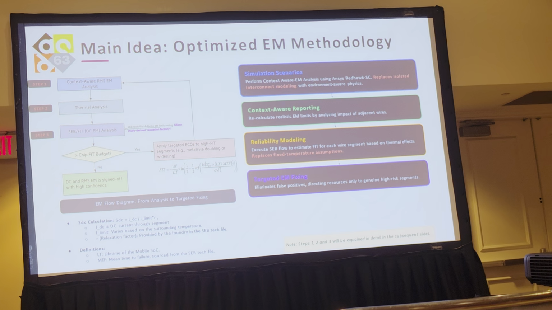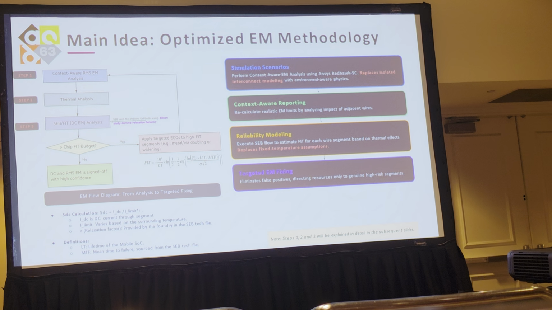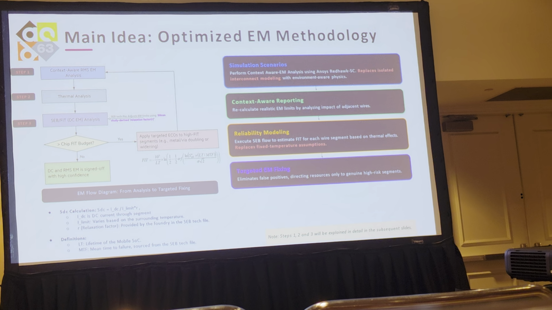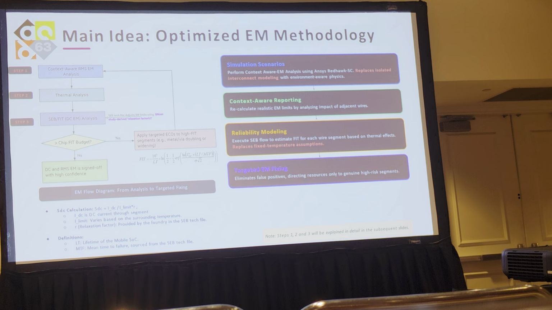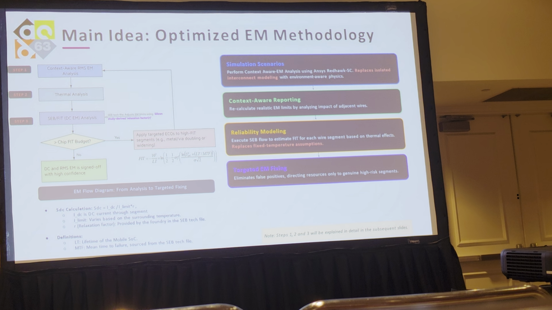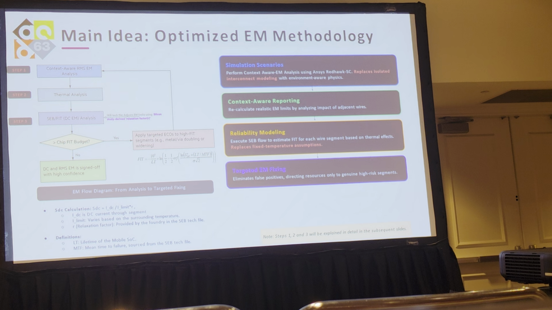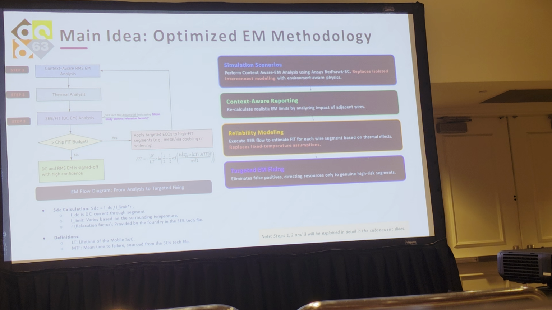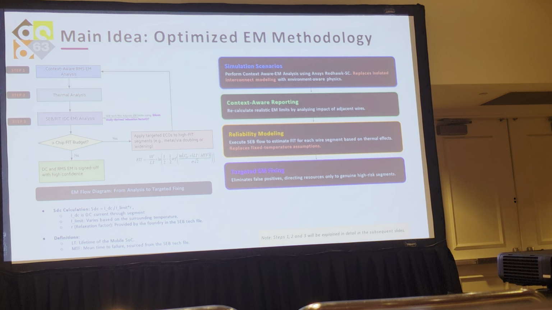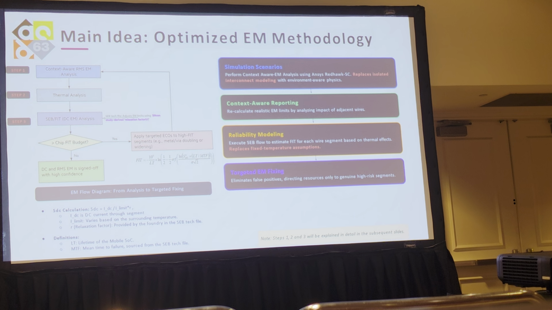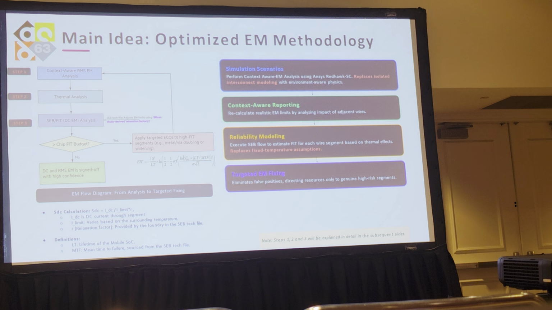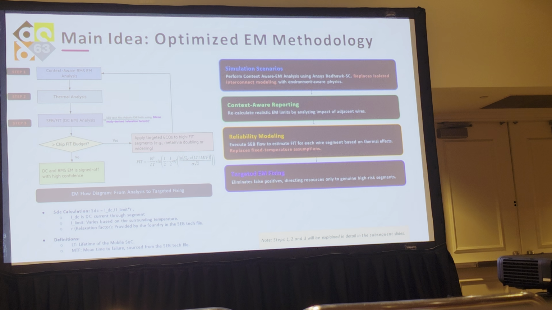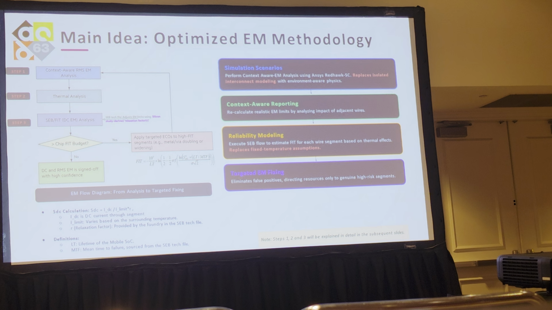So this is our main idea, where we have three stages. The first is context-aware EM analysis. As I mentioned earlier, the conventional flow considers all the segments as separate entities. In context-aware analysis, we unify all the power and signal metal segments into a single analysis set and perform the analysis. Here the tool identifies the nearby cool wires based on the current flow, etc., and provides some relaxation, which replicates real silicon behavior.